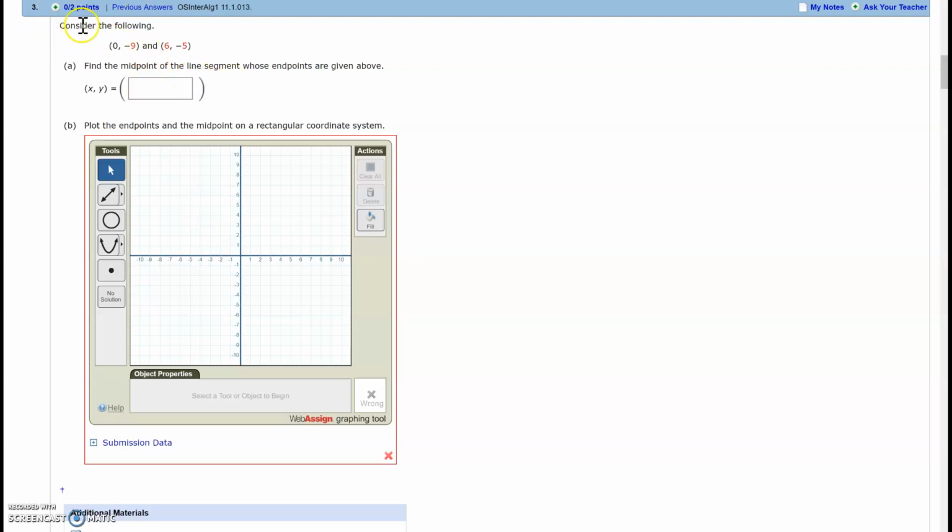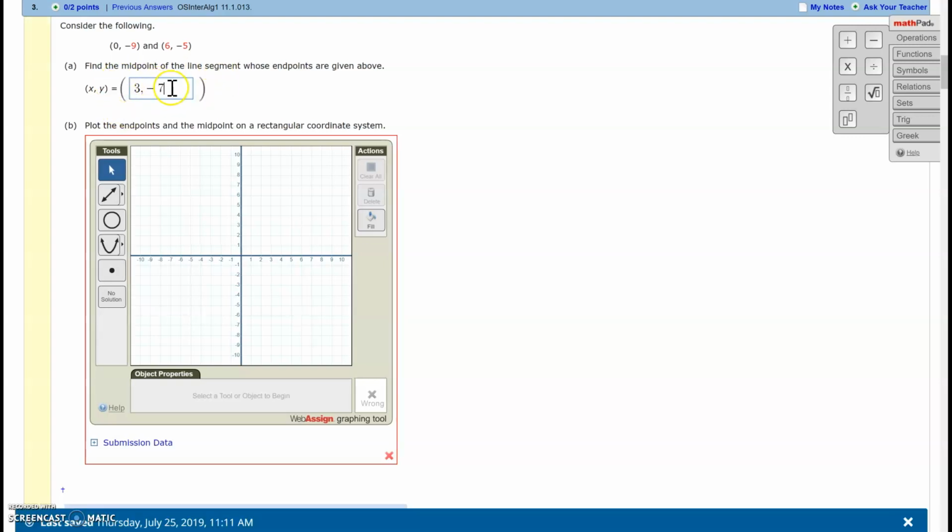So number 3, it says to find the midpoint of this line segment, and I did all the work already, and I got 3 comma -7. One thing to really notice is that there's parentheses outside of it, so you don't need to add extra parentheses.